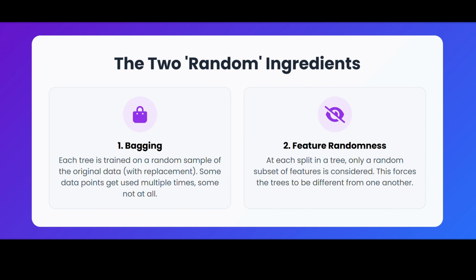The magic of the random forest comes from the two ways it injects randomness into the process. First is a technique called bagging. This means each individual tree is trained on a slightly different, random sample of the original data. The second is feature randomness. At every single split point in a tree, the algorithm is only allowed to consider a random subset of the total features. This ensures that all the trees in our forest are different from one another.